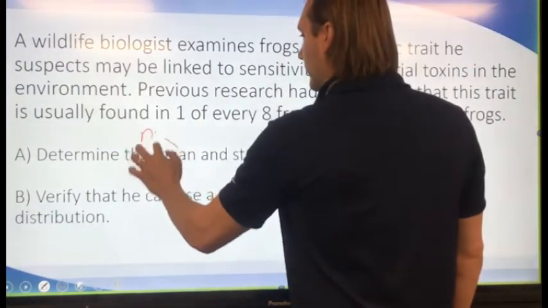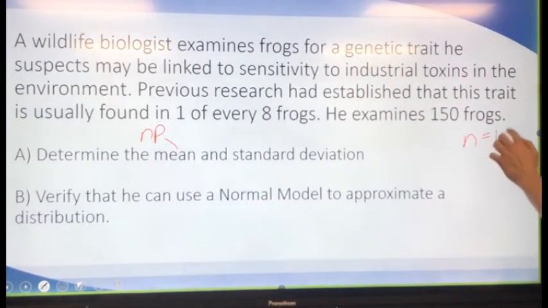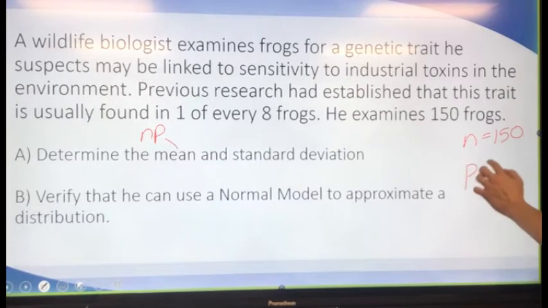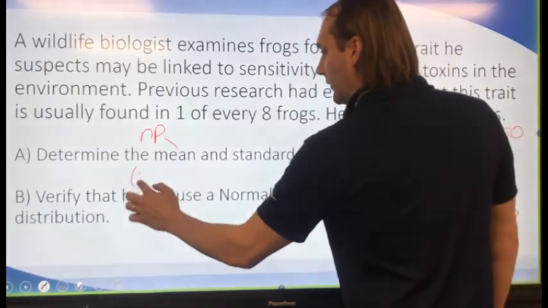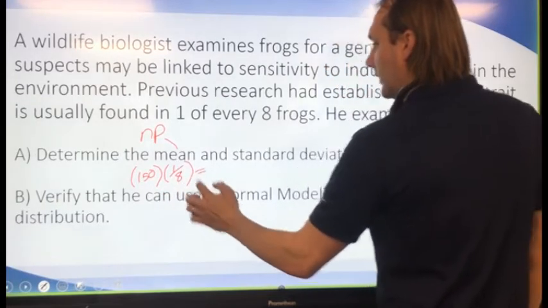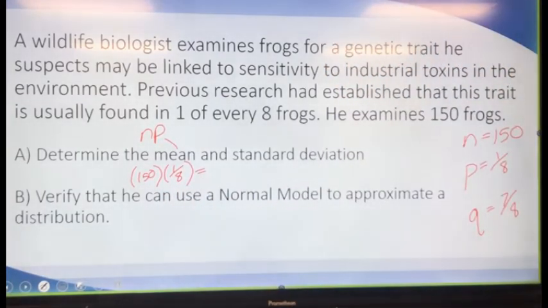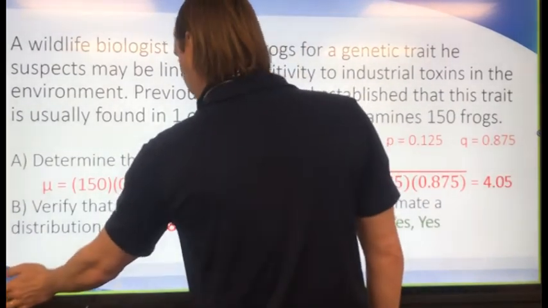np. What is my n? 150 frogs. What is p? 1 over 8. Which means q is what? 7 over 8. Very good. So np is 150 times 1 over 8, which equals, since we don't have a calculator, 18.75.